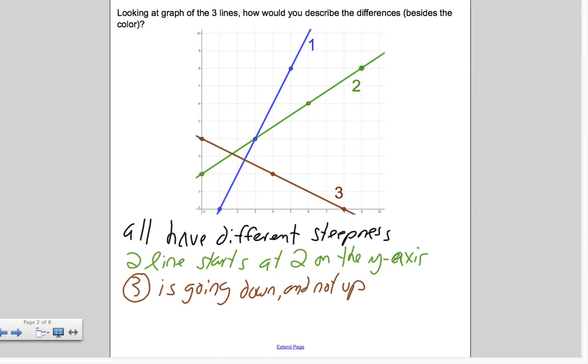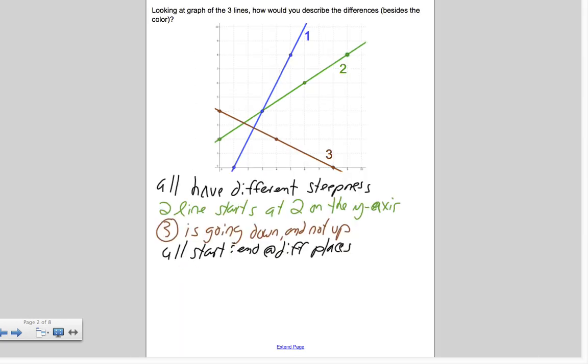Anything else? Any other differences? Jenny? Partial variation... never mind, they're all partial. Yeah, they're all partial. Good attempt though, good callback to the last lesson. Anything else? Pooja? They all start and end in different places. Okay, they start and end in different places. Matthew? The first line starts at 1 on the x-axis. Okay, so they all start at different places. Anything else?